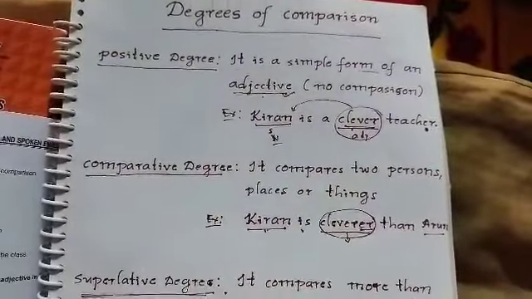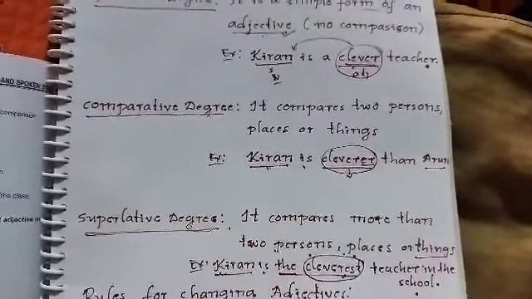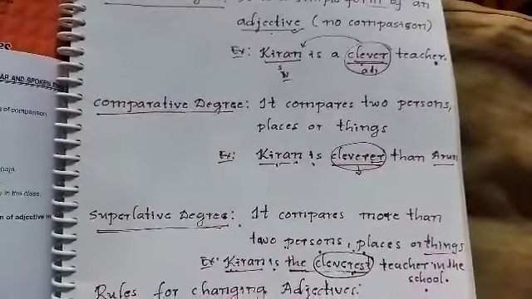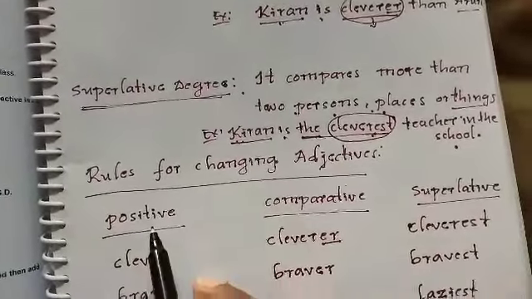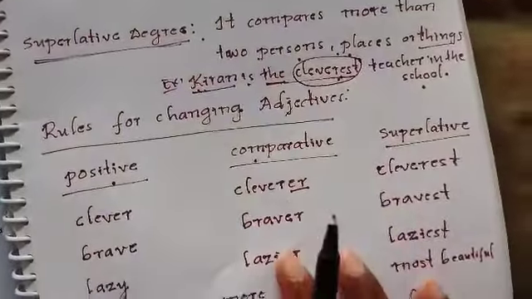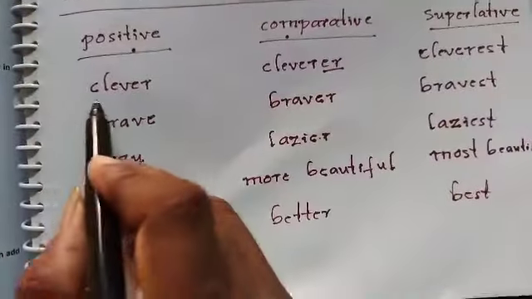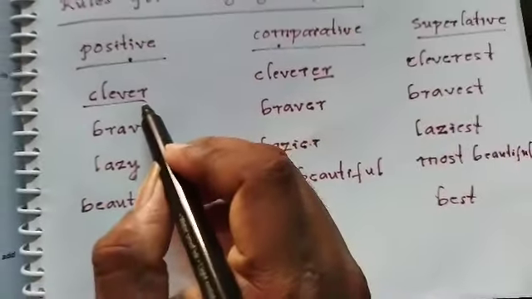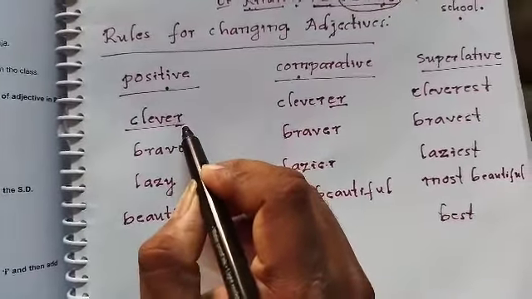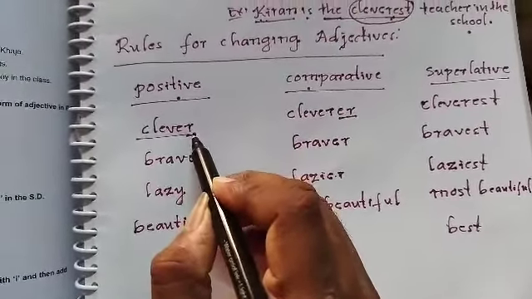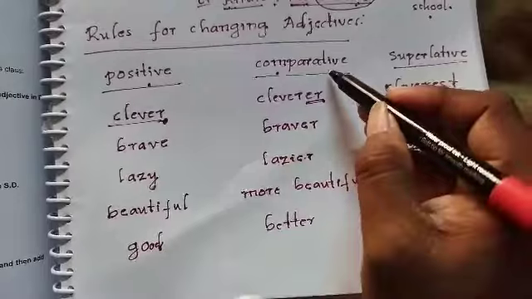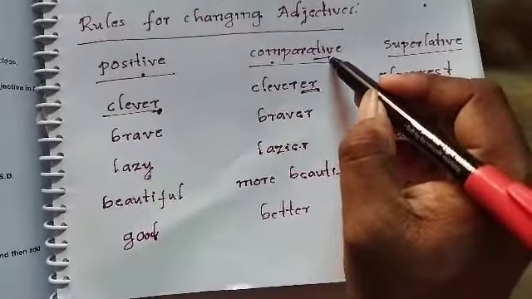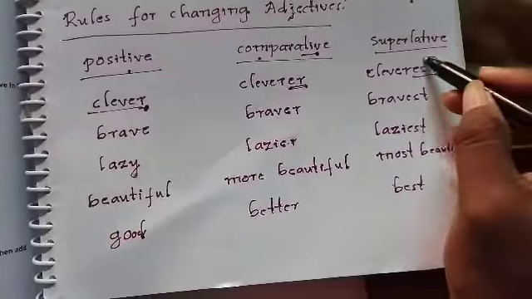So these are examples of positive degree, comparative degree, and superlative degree. Here we have the positive degree adjective, comparative degree adjective, and superlative degree adjective. See one example. First, clever. The word ends with a consonant, so simply we add er. It becomes the comparative degree. Then if you add est, it becomes the superlative degree.